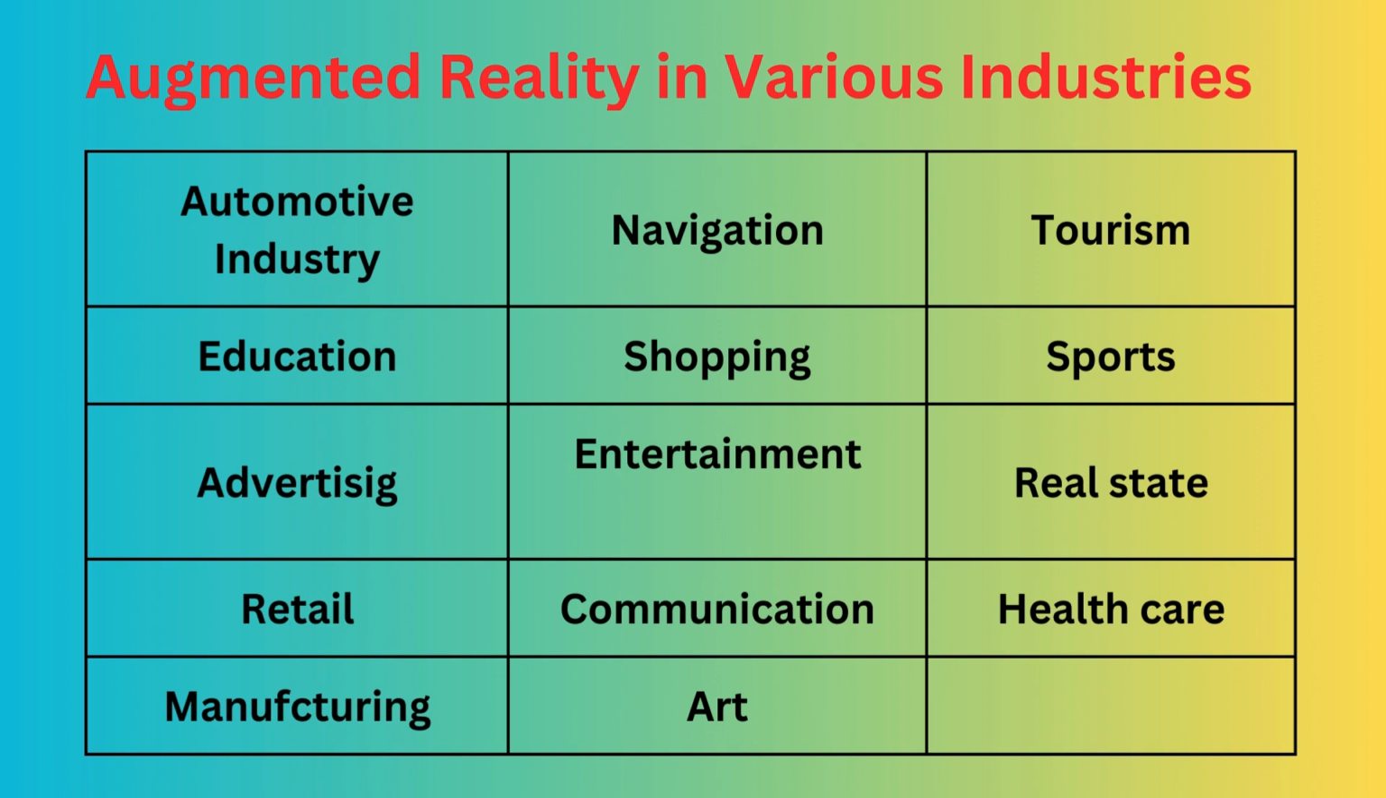And then we have real estate. Real estate allows potential buyers to see how a property will look with furniture and with other decorations. So this technology allows buyers to visualize how a space will look before making a purchase.